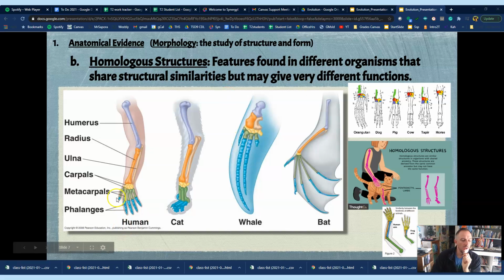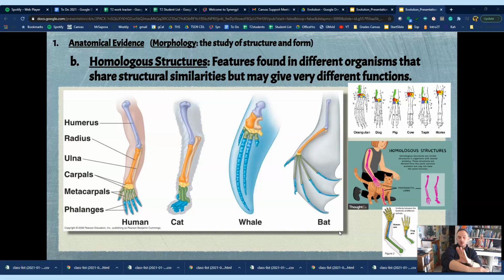And what do humans, cats, whales, and bats all have in common? They're a type of something. They're a type of animal, a specific type of animal. Human, cat, whale, bat. They're all mammals that have hair, and they produce milk, and they're warm-blooded. They're all mammals. And when you look at mammals, all mammals have the same structure of bones in their arms, in their forelimbs, and even in their legs too. We're specifically looking at arms in this diagram.